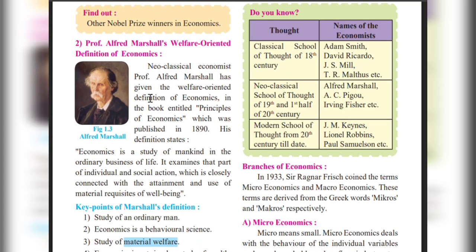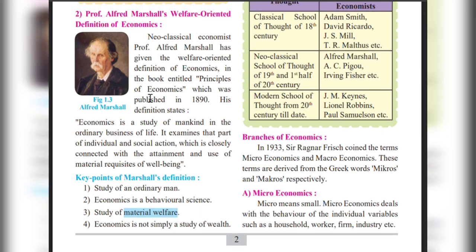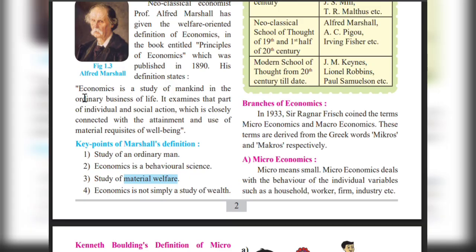Marshall's welfare-oriented definition of economics. Alfred Marshall improved this idea, and he said economics is a study of mankind in the ordinary business of life. He is a neoclassical economist, and Professor Alfred Marshall gave the welfare-oriented definition of economics in the book entitled Principles of Economics, published in 1890. He wrote: economics is a study of mankind in the ordinary business of life. It examines the part of individual and social action which is closely connected with the attainment and use of material requisites of well-being. Marshall shifted focus from wealth to human welfare, and according to him, economics studies how people earn income and use it for well-being.